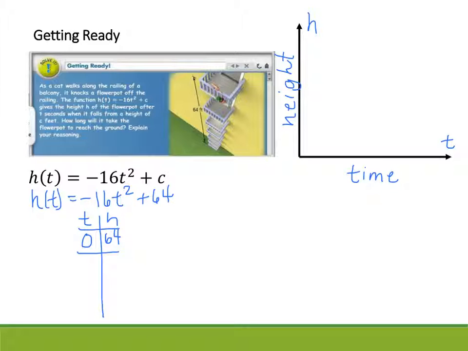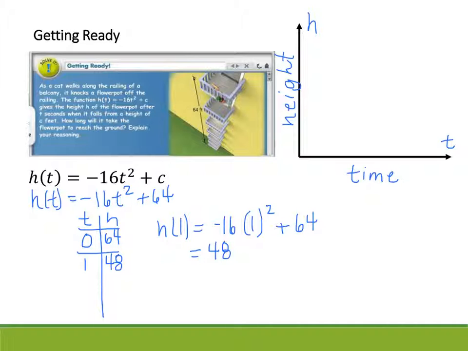Well, where will the pot be after 1 second? So that would be t equals 1. And to find that value, I would substitute a 1 into my function. If I put in 1, h of 1 would equal negative 16 times 1 squared plus 64. Well, 1 squared is 1, so negative 16 times 1 is negative 16. And negative 16 plus 64 is 48. So after 1 second, the height of the flower pot would be 48. So the flower pot is going to fall 16 feet in 1 second.